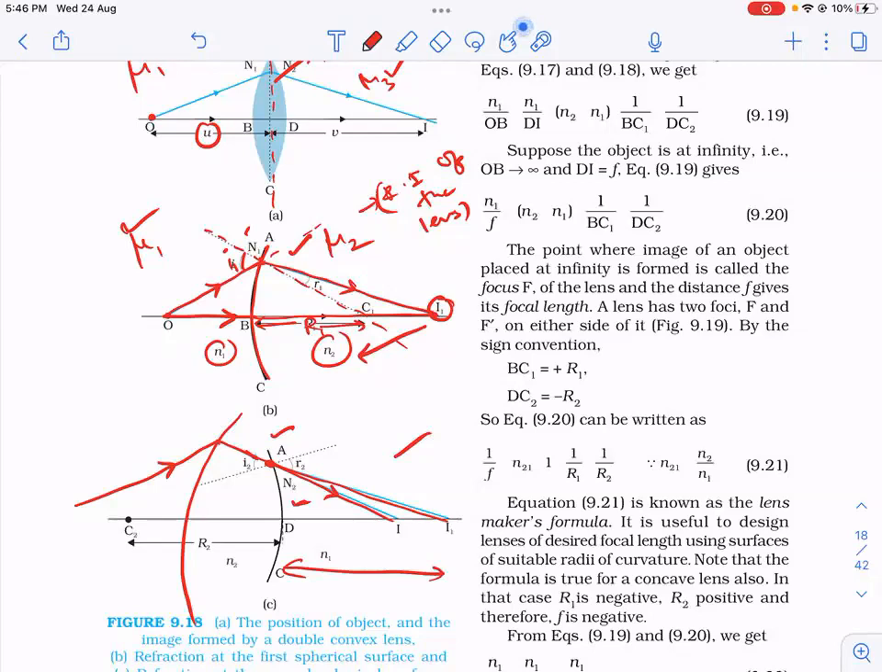Am I clear? So our job is to find what would be the focal length of this particular lens in terms of the refractive index of the material. If you observe, in the third diagram, the rays are moving from denser to rarer. That is why it is bending away from the normal.